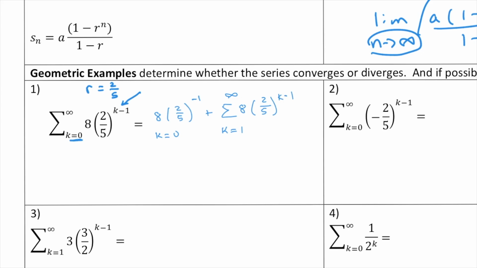Now think about what happens next. If I were to actually substitute this 1 in for your k, I do get 2/5 to the 0 power. So my formula does work for the second part of the problem. Your a value is going to be 8, and then we're going to divide by 1 minus 2/5, because that's your 1 minus r, and we keep this original part of your problem, which is 20. So we have 20 plus 8 divided by 1 minus 2/5, which comes out to be a nice little 100/3.